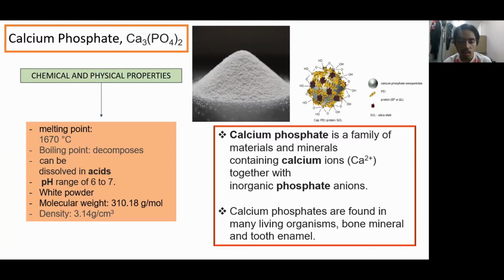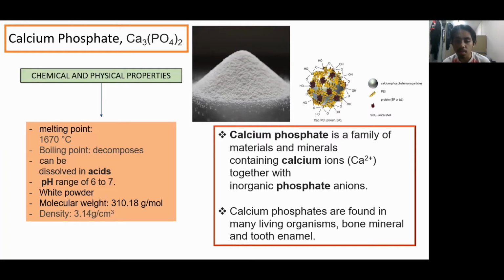And calcium phosphate appears as a white powder, which is solid at room temperature. And second last one is the molecular weight for calcium phosphate, which is 310.18 gram per mole, and the density for calcium phosphate is 3.14 gram per centimeter cube.